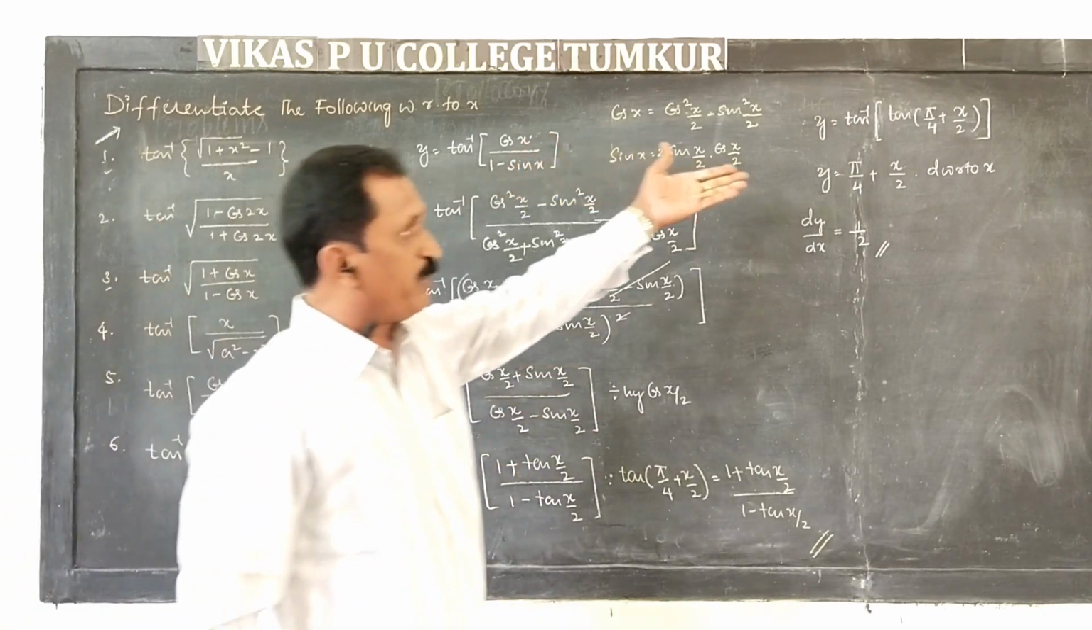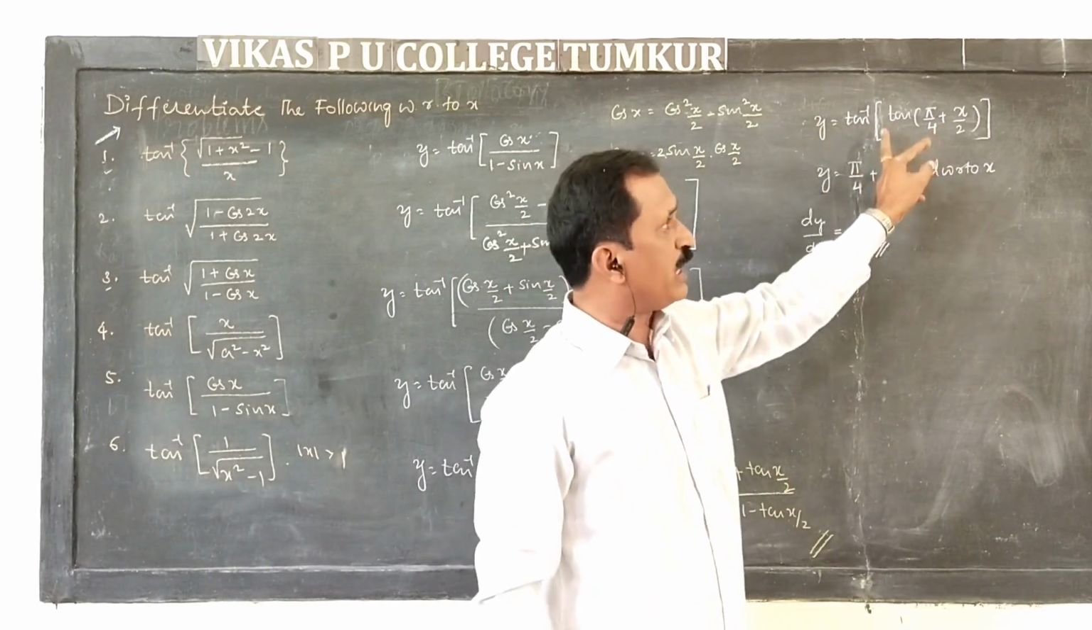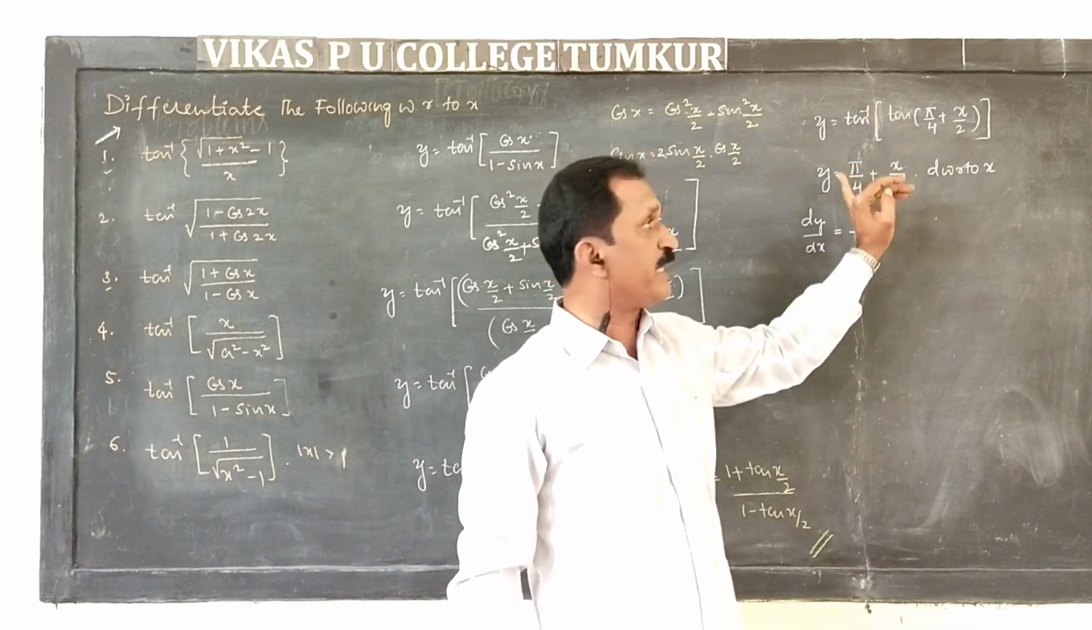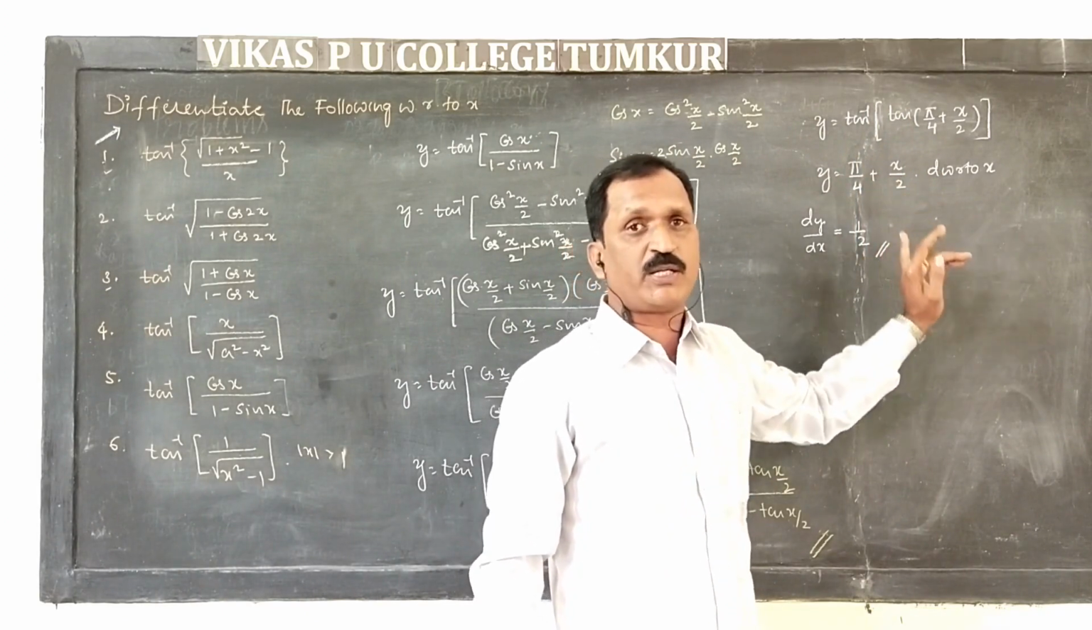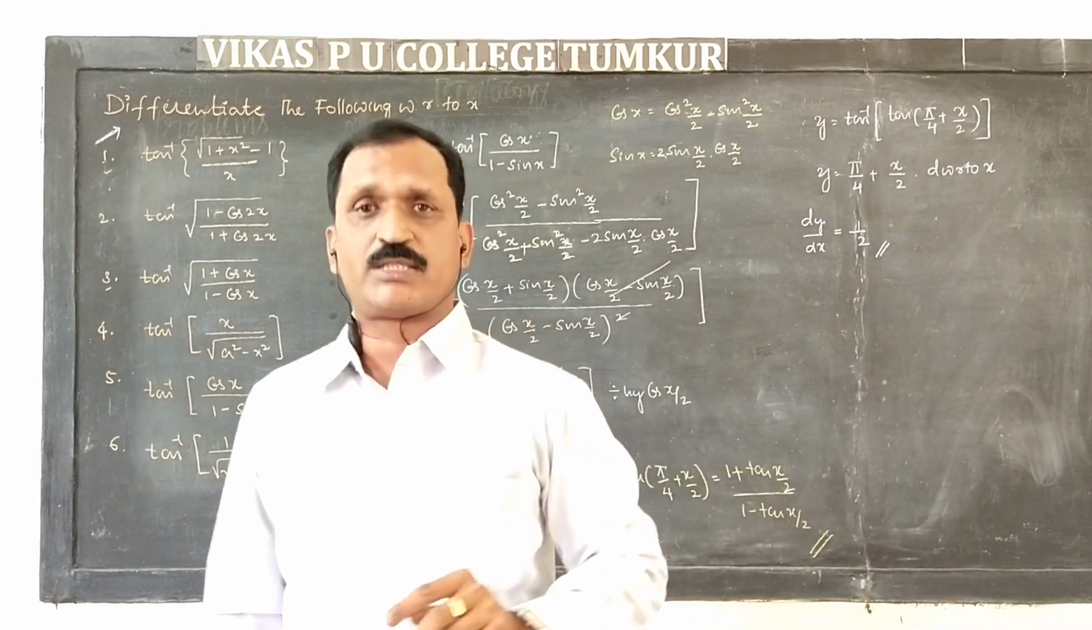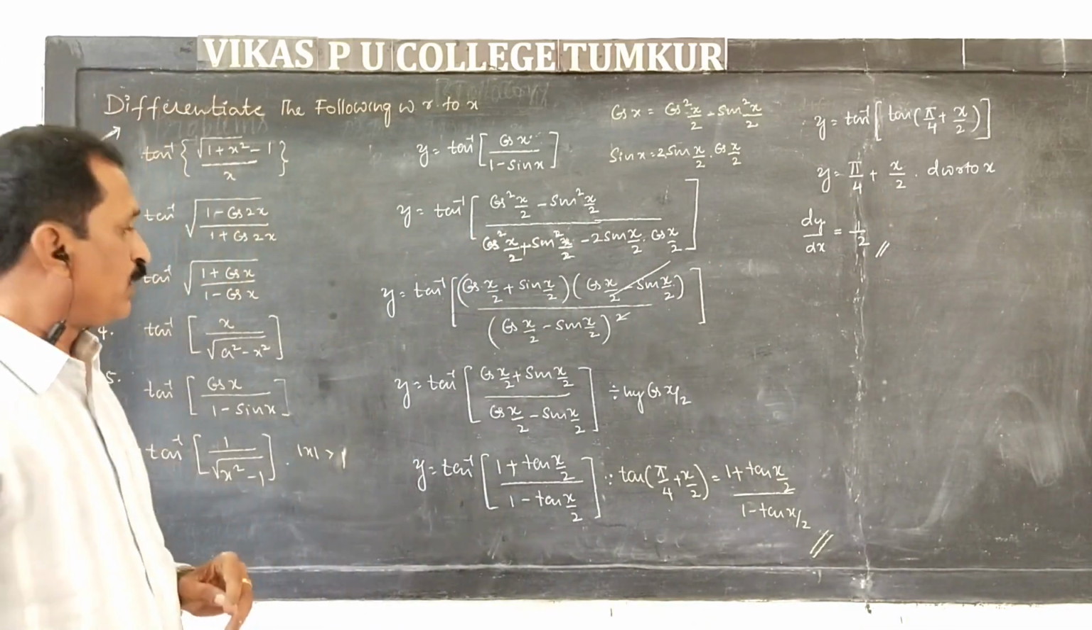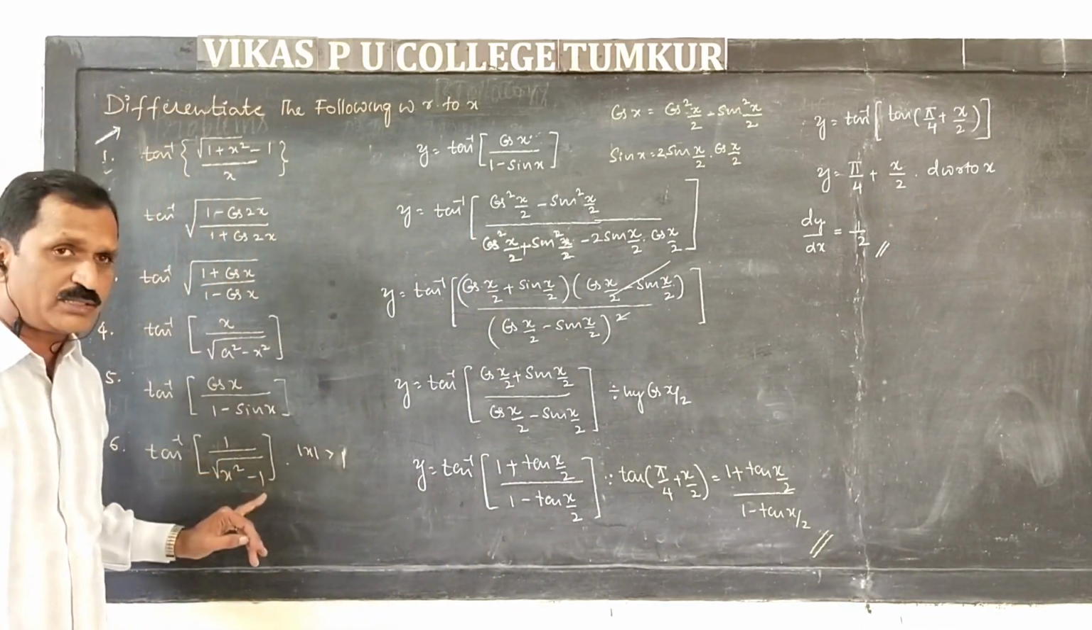Rewrite it as tan of pi by 4 plus x by 2. Tan inverse of tan x is x only, so y is pi by 4 plus x by 2. The differentiation of pi by 4 is 0, and of x by 2 it is 1 by 2. This is the problem. Will you try this one? Try it.